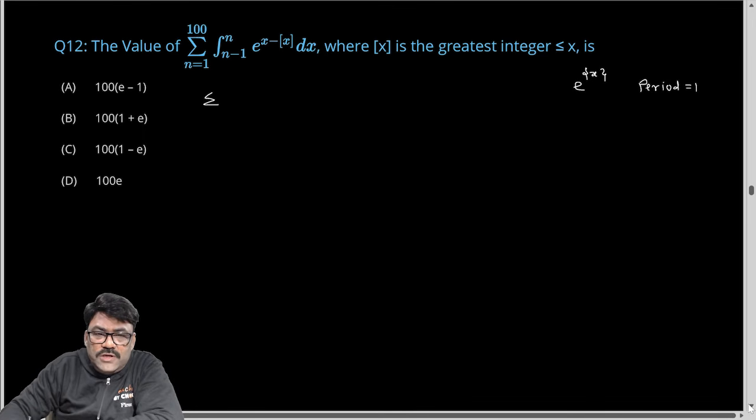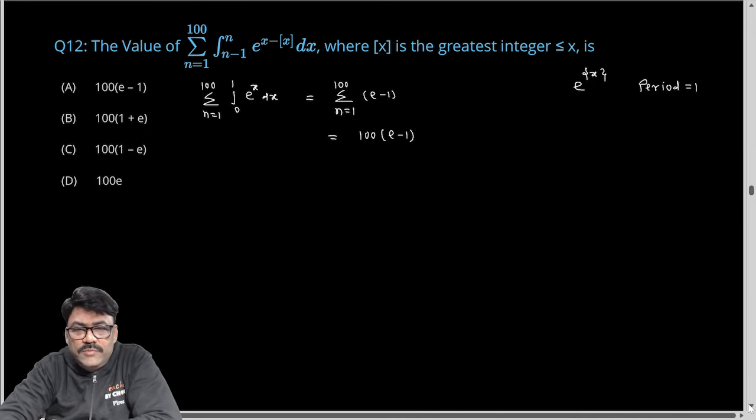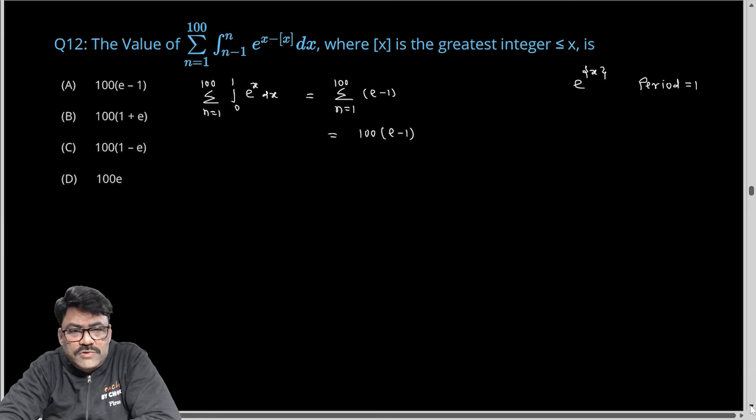So I can write it as n varying from 1 to 100, integral 0 to 1 e raised to, and in 0 to 1 integral part of x is 0 only. So it is 0 to 1 e raised to x dx. Now it is n varying from 1 to 100. Integration of e raised to x is e raised to x, upper limit e, it will be e minus 1. And now it is summation of a constant. Summation of a constant is basically constant multiplied by the number of terms. So it is 100 times e minus 1. So this value will be 100 times e minus 1, which is the first option.